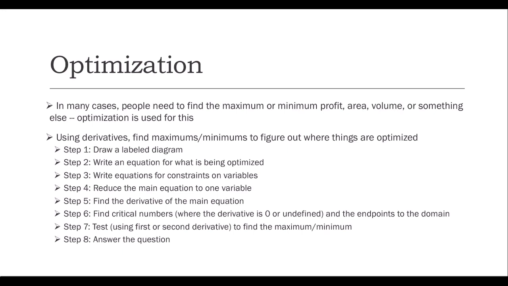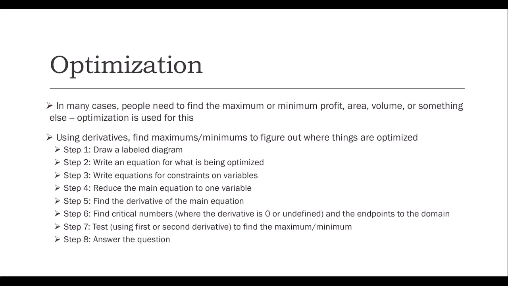First, you would draw a labeled diagram so that you can figure out what you're trying to solve for. Then you would write an equation for what's being optimized. So if you're trying to maximize your area, you would write your equation for area. Next, you would write the equation for the constraints on the variables. So if your length, for example, had to be twice your width, then that would be one of those equations.